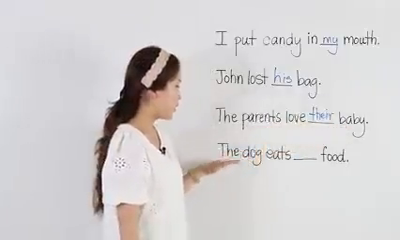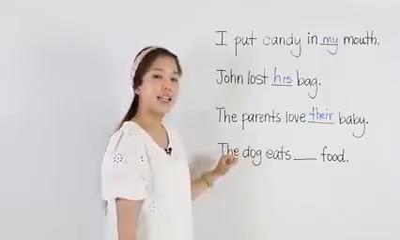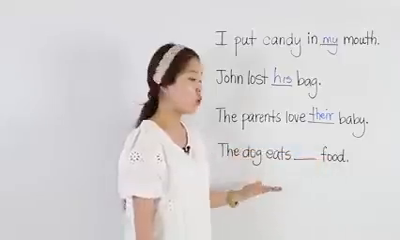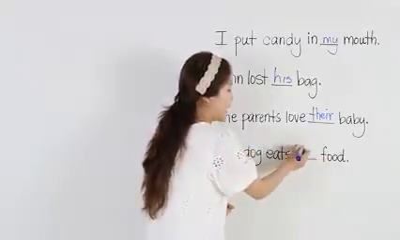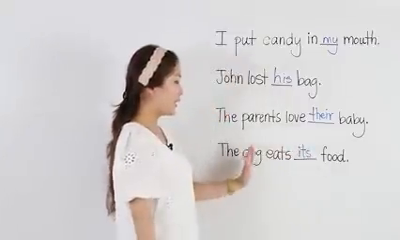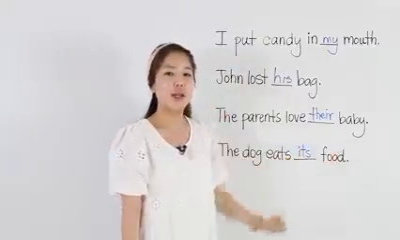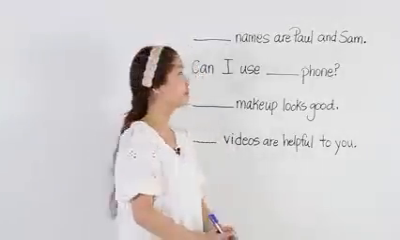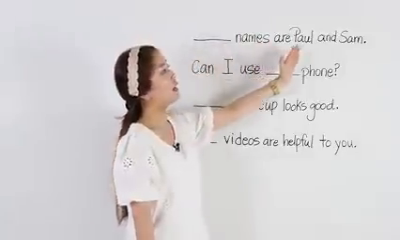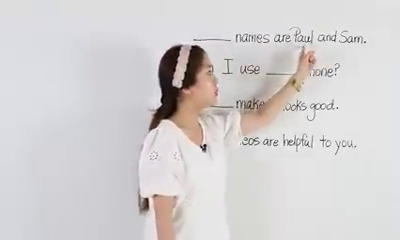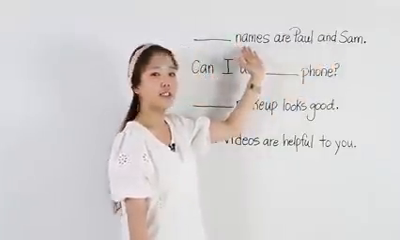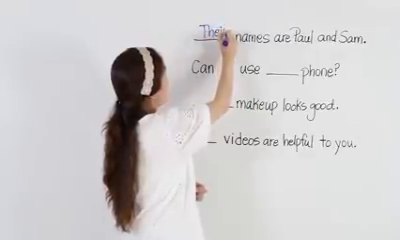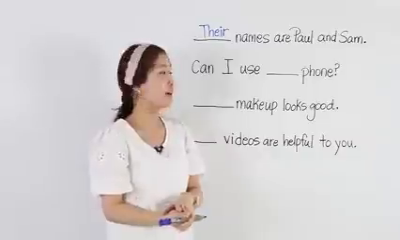And here the dog. The dog is an animal. So the dog eats ___ food. What do we put? We have to say its. The dog eats its food. Let's look at some more examples. Let's continue. ___ names are Paul and Sam. We have two people, Paul and Sam, and the plural names. So we have to say their. Their names are Paul and Sam.